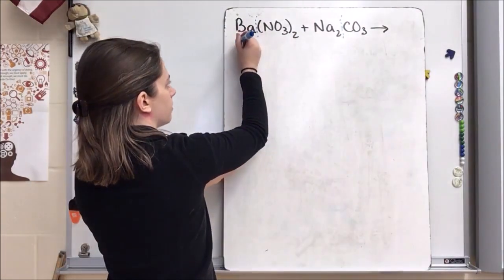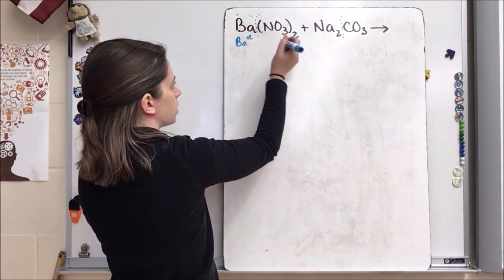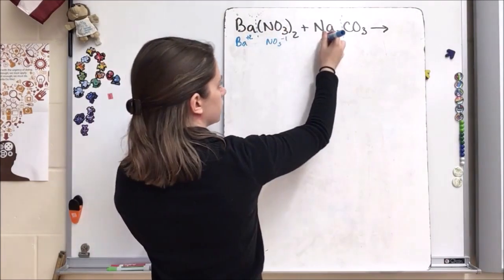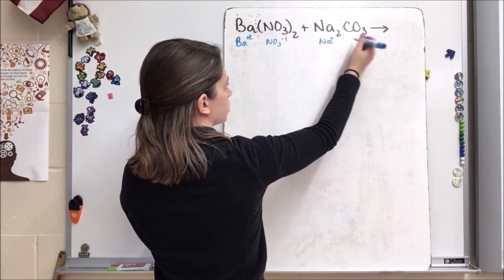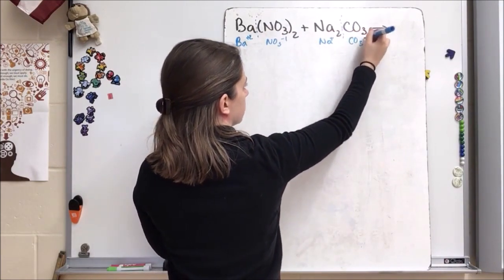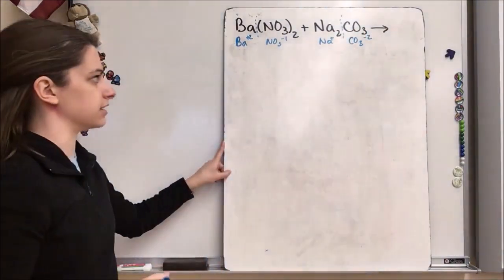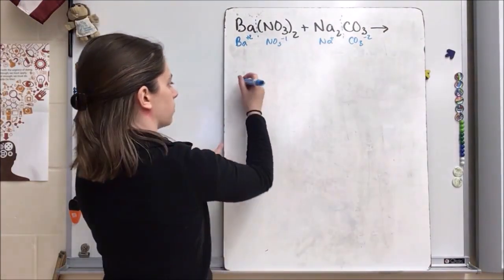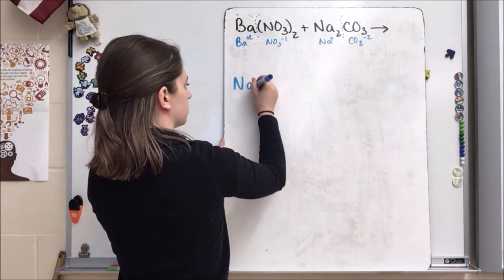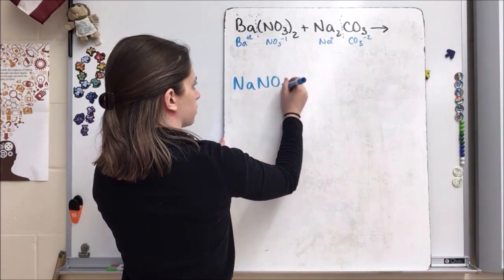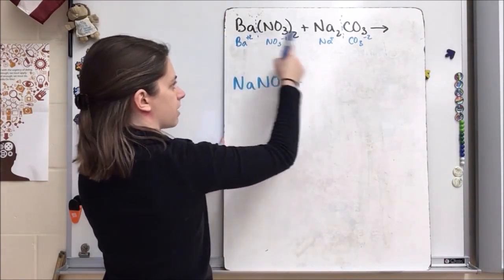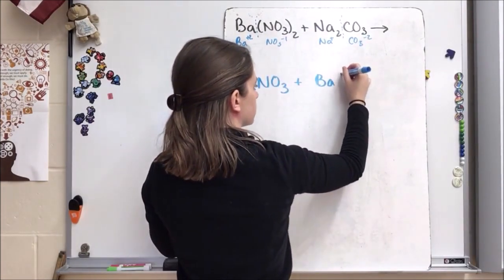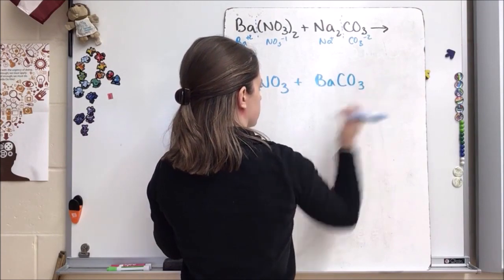So my barium has a +2 charge. My nitrate has a -1 charge. Sodium has a +1 charge. And carbonate has a -2 charge. So those are my ions that I have going on. Now our positives are going to switch. So we're going to form sodium nitrate, so NaNO3, and barium carbonate. Since barium and carbonate have the same charges, it's just going to be BaCO3.